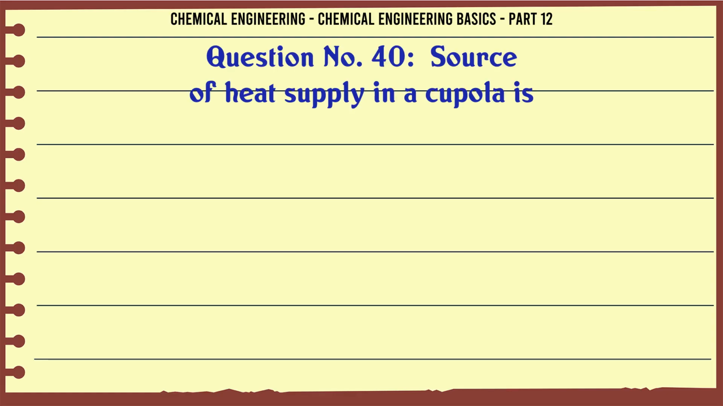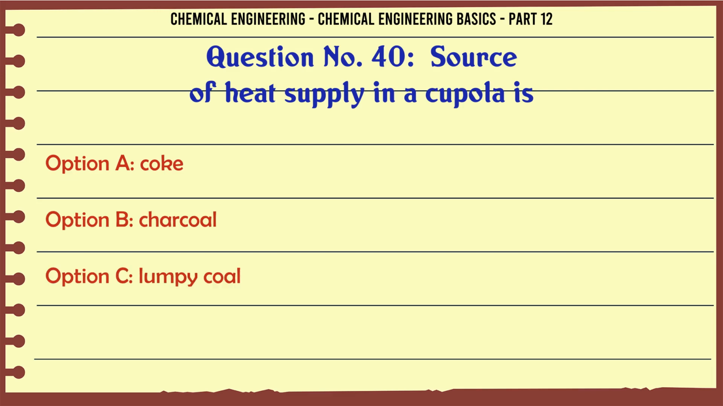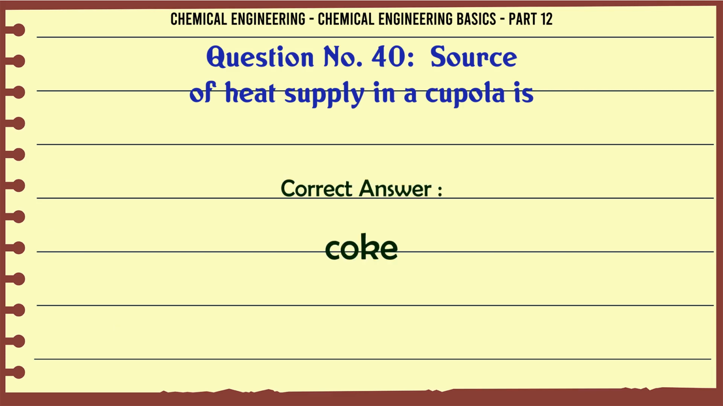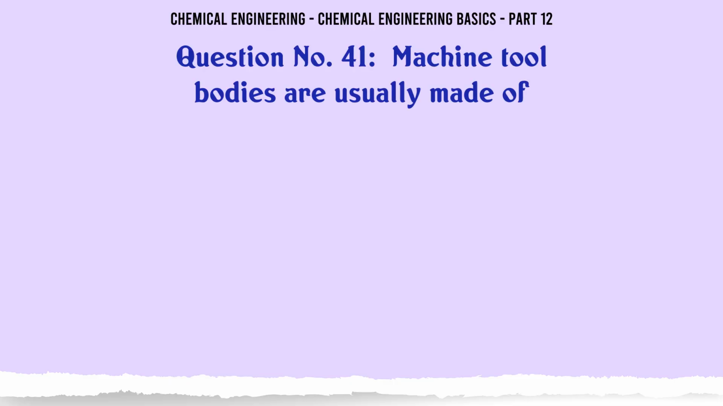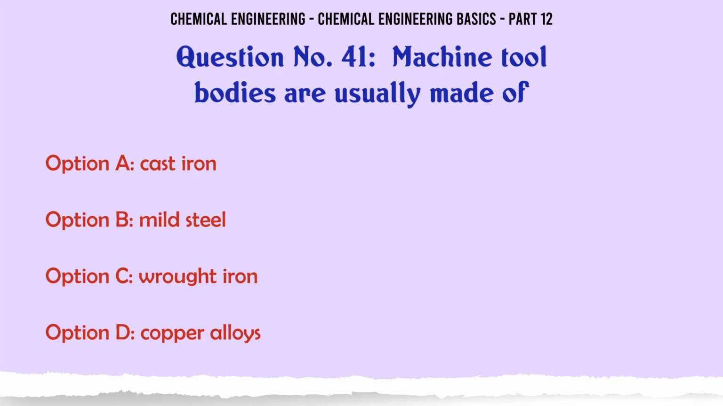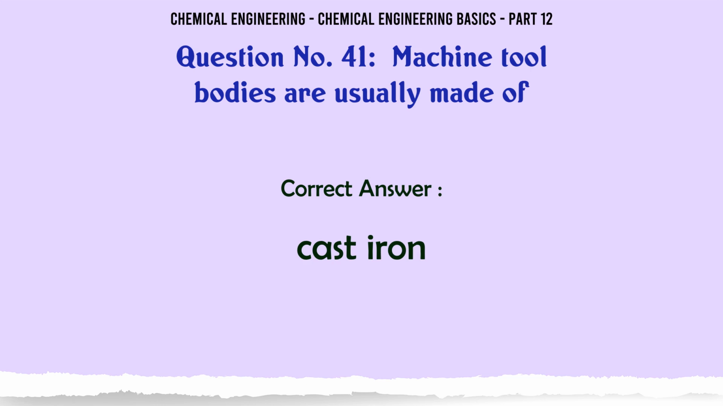Source of heat supply in a cupola is A. coke, B. charcoal, C. lumpy coal, D. pulverized coal. The correct answer is coke. Machine tool bodies are usually made of A. cast iron, B. mild steel, C. wrought iron, D. copper alloys. The correct answer is cast iron.